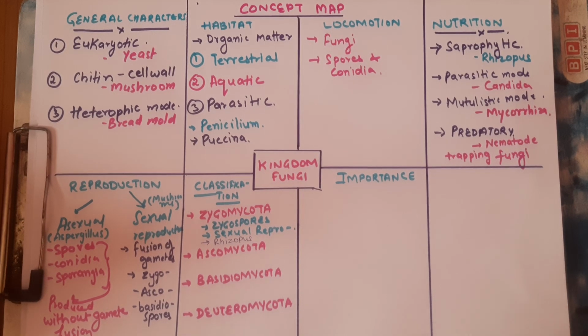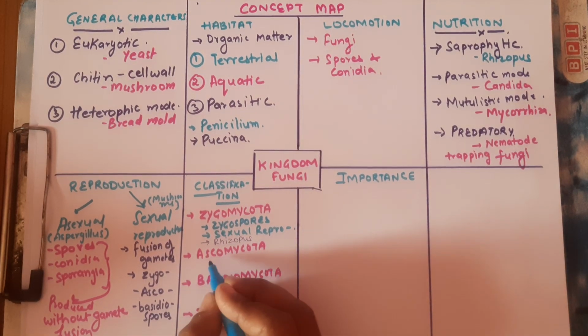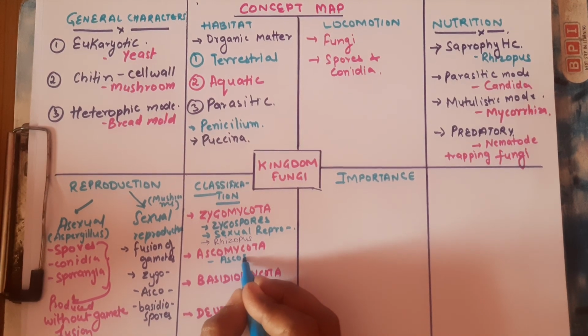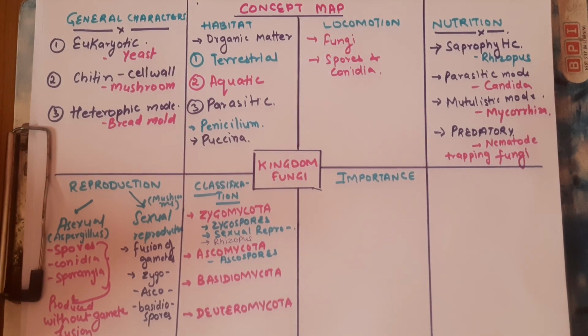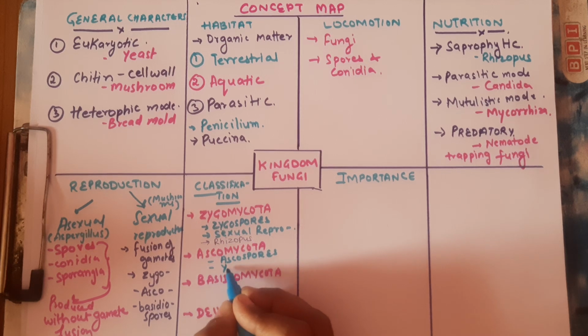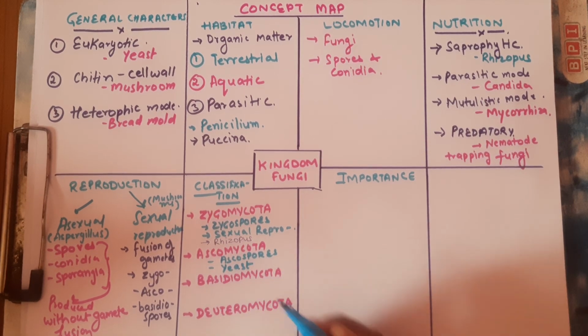Now let's talk about the second type of fungus, that is Ascomycota. In this, the spores are formed in a sac-like structure. The spores produced are ascospores. Where are they produced? They are produced in the sac-like structure known as asci. The example is yeast, Saccharomyces cerevisiae, and also Penicillium.